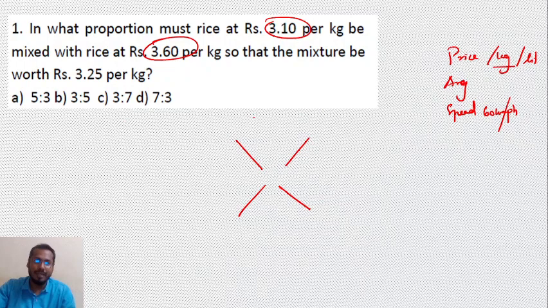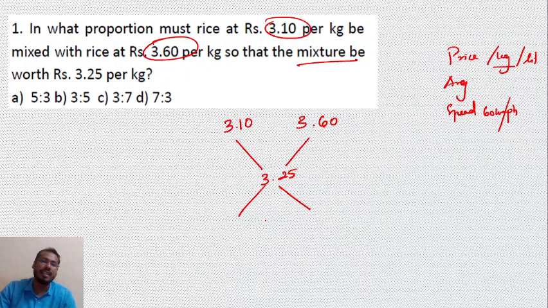Now here, price should be written at the top. Cheaper price I will write here, 3.10, and next one is 3.60, and the mixture average should be written here, 3.25. I want the ratio. That's what the question asks. Ratio means you can neglect the decimal points. It will not create any impact. Price means you keep that, but if it is ratio, no need to take the decimal points.